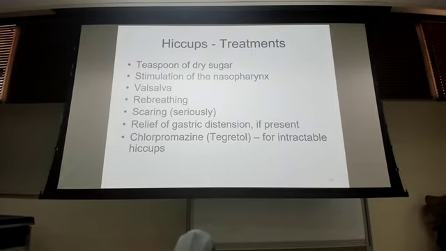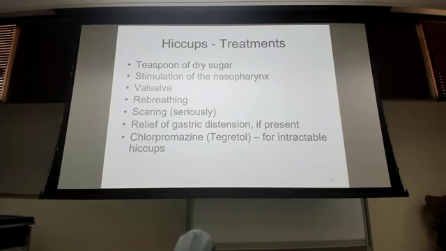I don't know if they work. Teaspoon of dry sugar, I'm sure we've all heard it. Never tried it, never had a patient do it. Stimulation of nasopharynx, right? You need to put a cotton swab in the nasopharynx or gloved hand and stimulate the nasopharynx. Valsalva maneuver, I mean, you name it, everybody's tried to get rid of hiccups, right? Seriously scary, apparently works. I've seen many people attempt, never seen it actually work out.